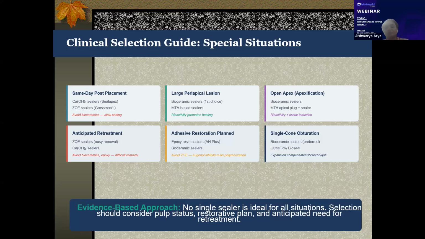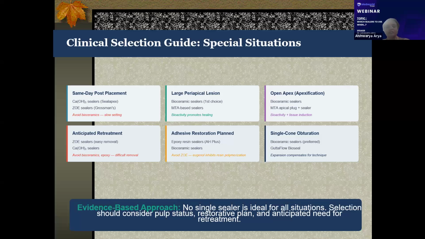The last would be the single cone obturation technique, though we should always go for lateral condensation so that we have a proper seal. You should use your spreaders to provide accessory cones. Make sure that in cases of wide canals, you go for accessory cones in the anteriors as well as the distal and the palatal canals. So bioceramic sealers could be the preferred choice. So the evidence-based approach shows that no single sealer is ideal for all situations.